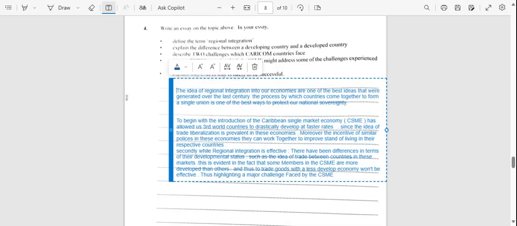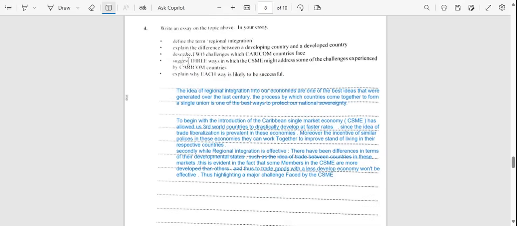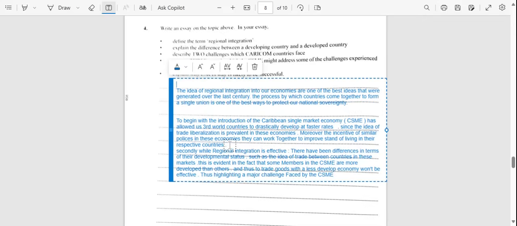Something that I forgot to highlight. Give me a second, guys. Wait, just give me a second. It says describe two challenges. Wait, not this one. Suggest three ways in which the CSME manages. Well, we answered that. Explain the difference between a developing country and a developed country. Yes, I think I highlighted that within it.